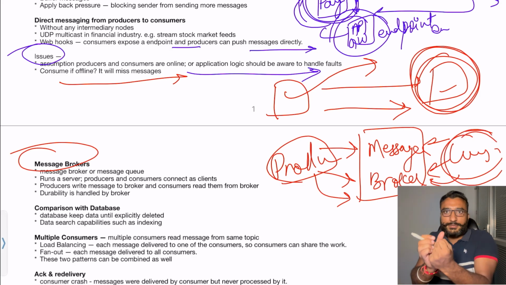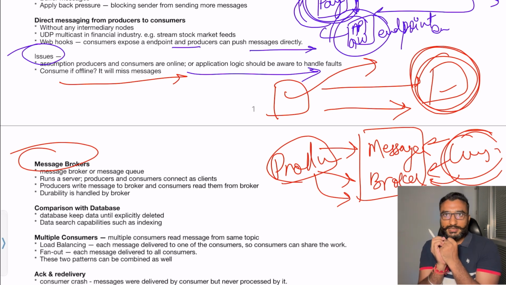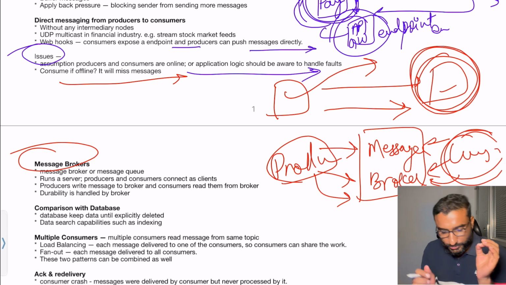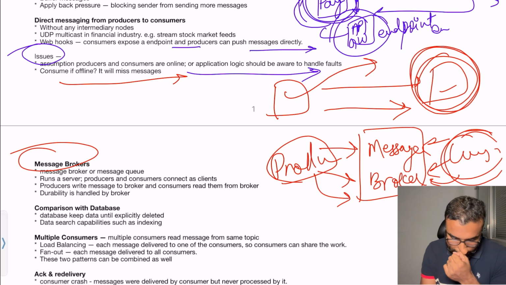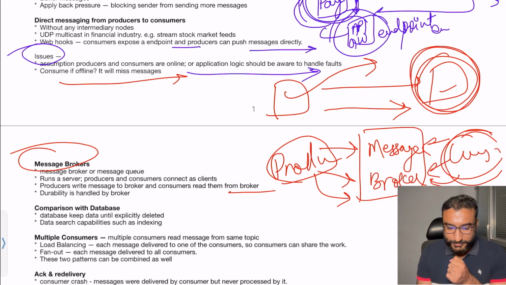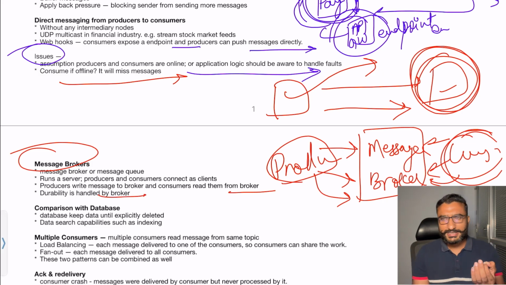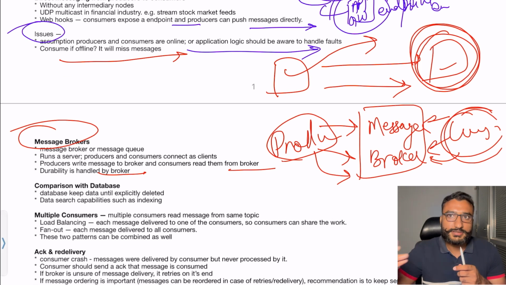They subscribe to the message broker so that they can receive any new event published on that particular topic to which they are subscribed. So producers write messages to the broker and consumers read from the broker. Durability is handled by the broker. Durability basically means the data is not lost in case of any faults or any other scenarios like that. Okay, so that's the general idea.